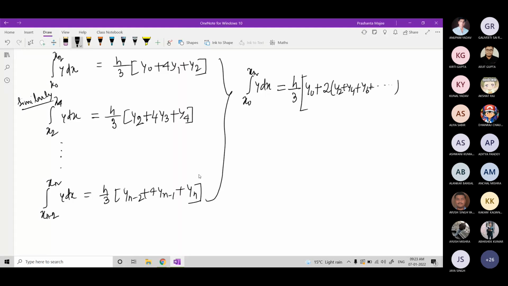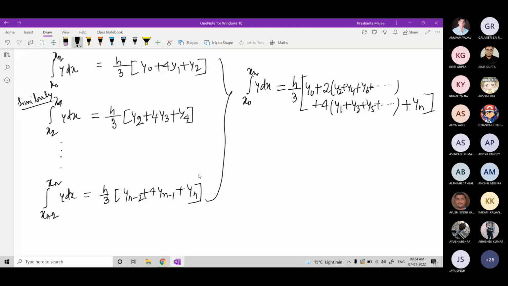And what about the odd values? What are the odd output data? What is happening to them? They will be multiplied by 4. 4 into y1, 4 into y3, 4 into yn minus 1. So that will be 4 into y1 plus y3 plus y5, and so on, and plus again the last data, yn.